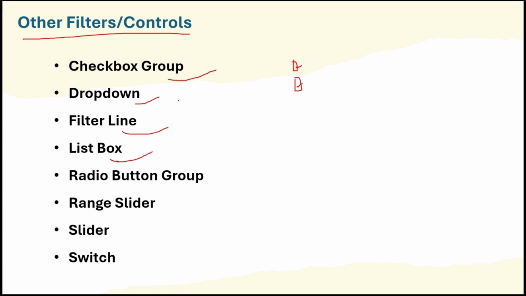Radio button is similar to the checkbox, but only one selection at a time. So again, using a radio button, one particular button can be used as a filter, or it can be used to perform a particular action using the script.